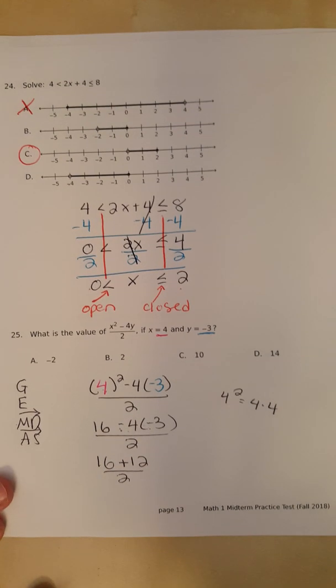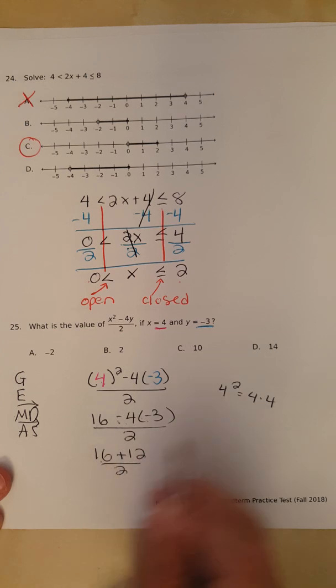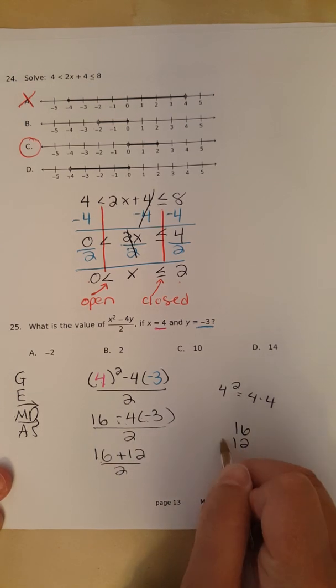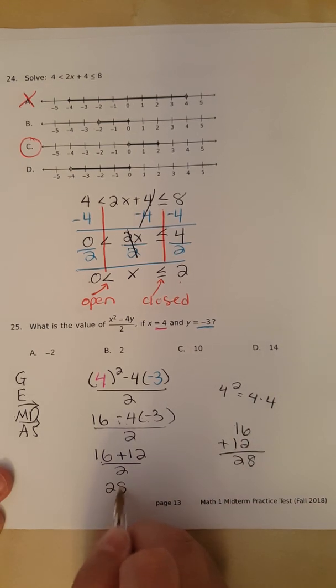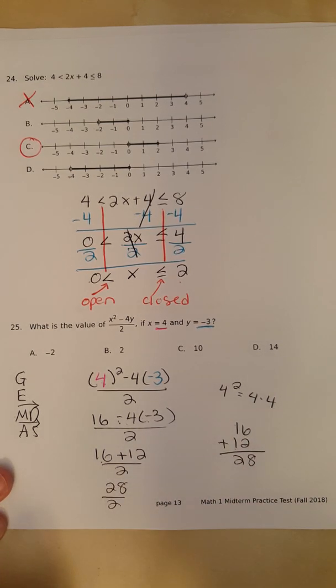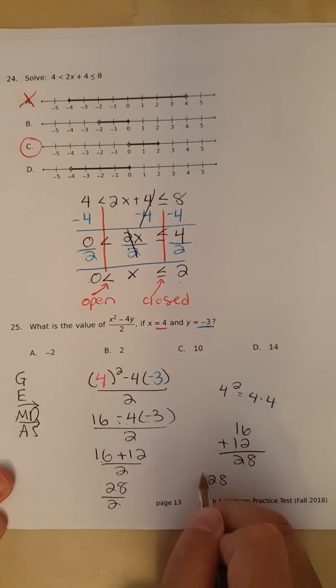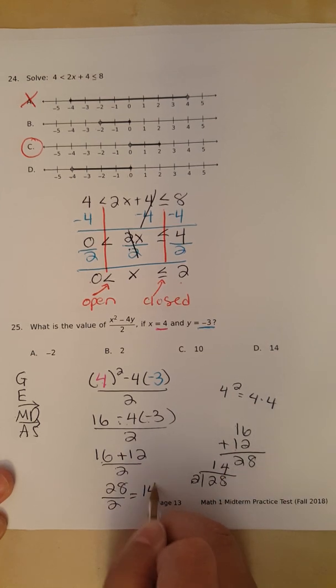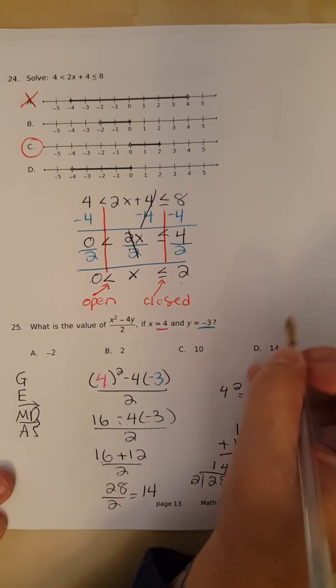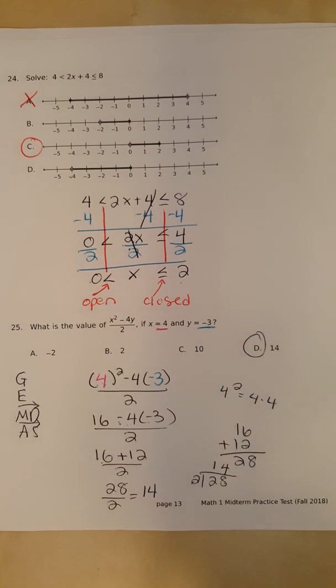So continuing on, simplifying that numerator, 16 plus 12. I'm going to write that to the side so I can make sure I add it. 6 plus 2 is 8. 1 plus 1 is 2. So it's 28 over 2. 28 divided by 2. 2 goes into 1. 2 goes into 8, 4. So 28 divided by 2 is 14, which is answer choice D.